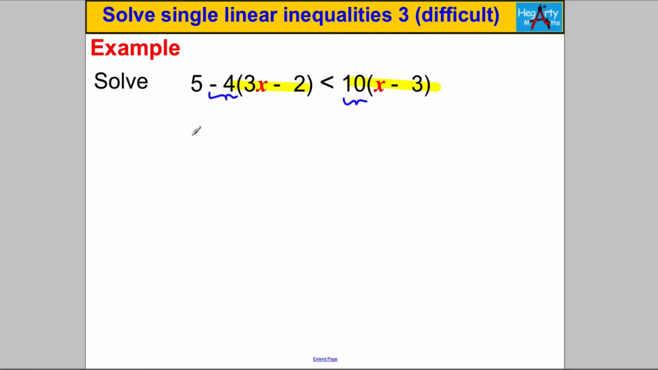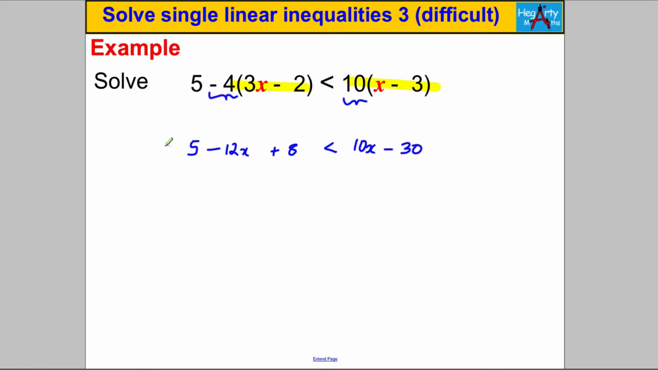So let's expand these brackets. Write the 5 where it is. Negative 4 multiplied by positive 3x is negative 12x. Negative 4 multiplied by negative 2 is positive 8. Write your inequality sign, less than. 10 multiplied by x is 10x. 10 multiplied by negative 3 is negative 30. And we've done step 1, we have expanded the brackets.